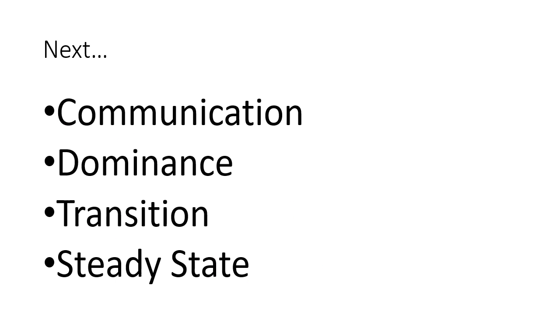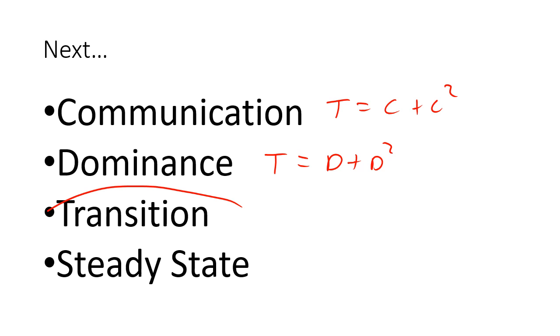Now, besides the special cases of I and P, it's also used in communication matrices, which is coming in future videos, where you have T equals C plus C squared. Dominance matrices, where they often talk about C equals D plus D squared, which looks very similar, but there's a difference that you'll see in the videos. And then this big thing coming up, which is transition and steady state, where you use powers to prove things. So next videos.